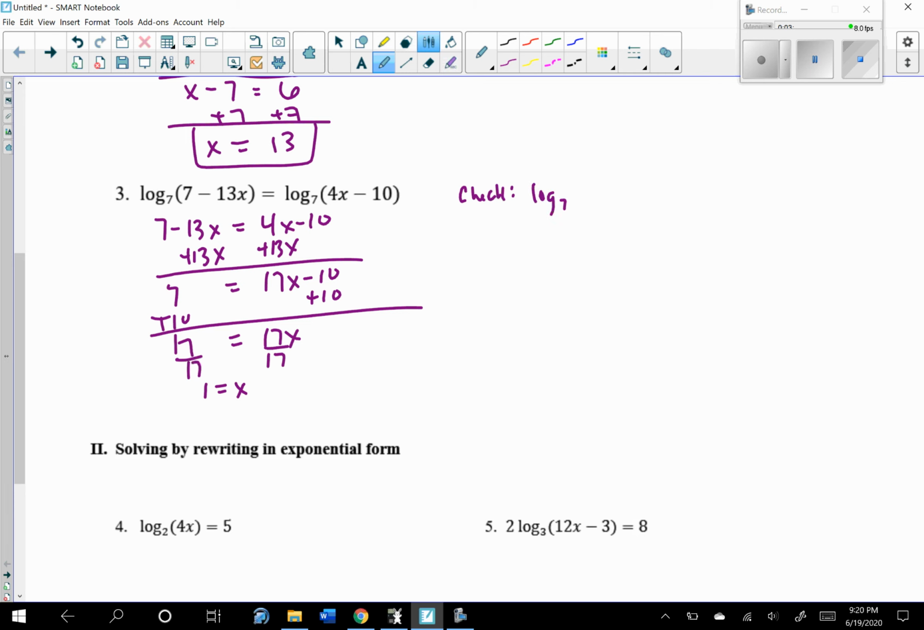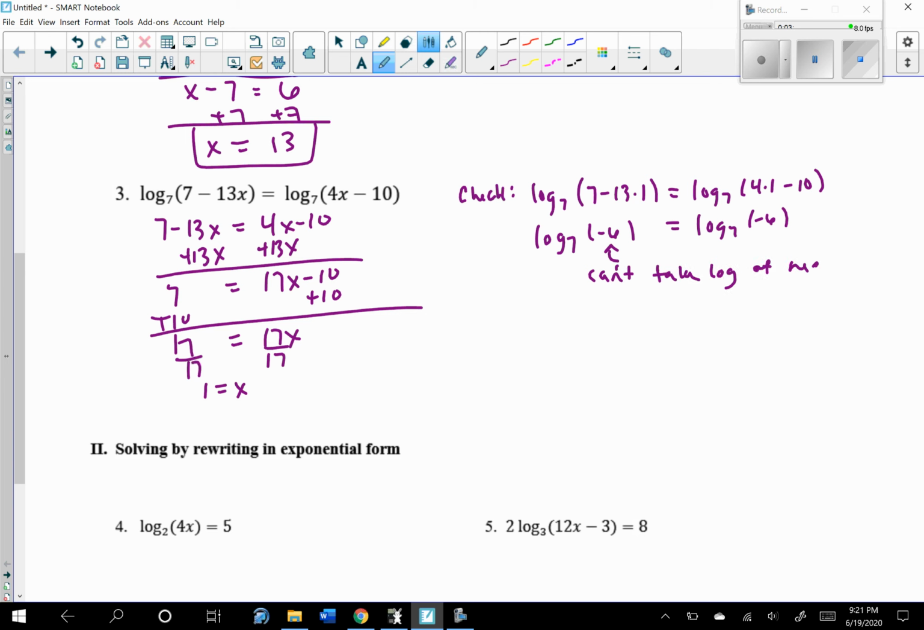So we have the log base 7 of 7 minus 13 times 1. It has to be equal to the log base 7 of 4 times 1 minus 10. So when I do that, this ends up giving me the log base 7 of negative 6. And that has to be equal to the log base 7 of, again, negative 6. So they're equal to each other. However, if you look right here, remember we can't take the log of a negative number. So what does that mean? That means that this is extraneous, and there are no solutions.